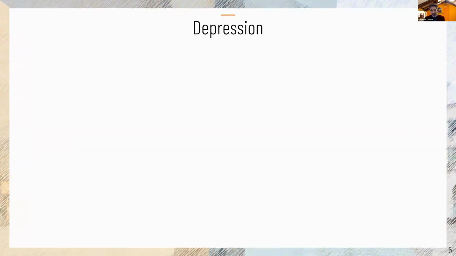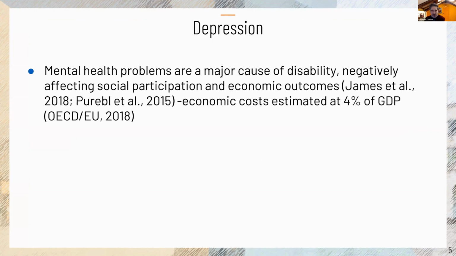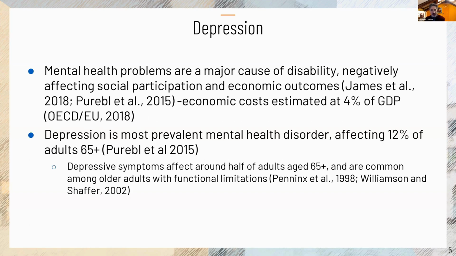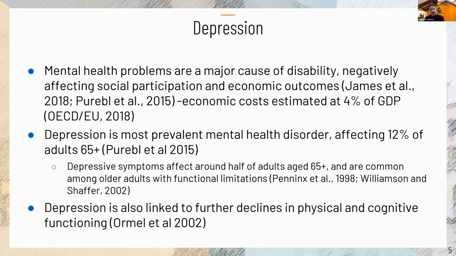We will focus on mental health. We will focus on depression as one of the main outcomes. We know this is a major cause of disability. It has a very important economic cost, very important negative spillovers on families and society. It is a very prevalent disorder among older people in Europe, and linked also to other types of problems like physical and cognitive functioning.